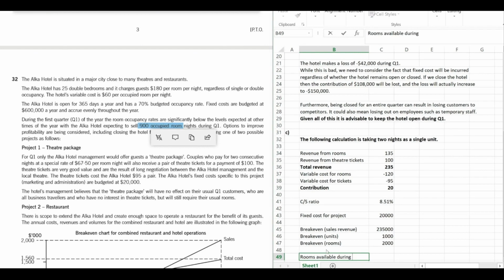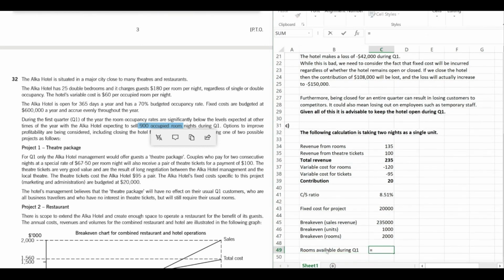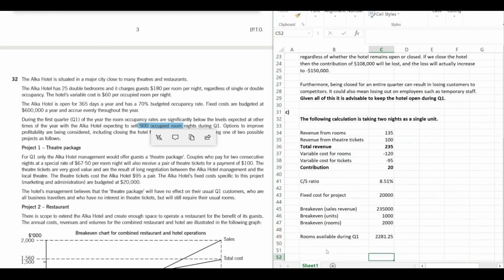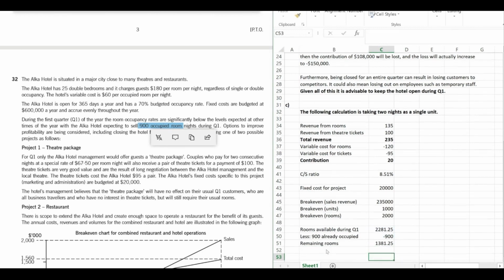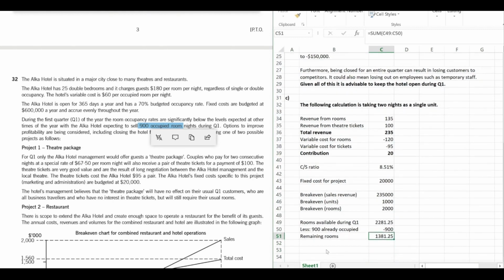during Q1 are equal to, so it's going to be 1 quarter, 900 rooms are going to be available. So 25 into 365 divided by 4 is the rooms available in quarter 1. Okay, 2,281 less 900 already occupied rooms, so minus 900 is remaining rooms of 1,381.25. And no, so we don't have enough because we need 2,000 rooms.